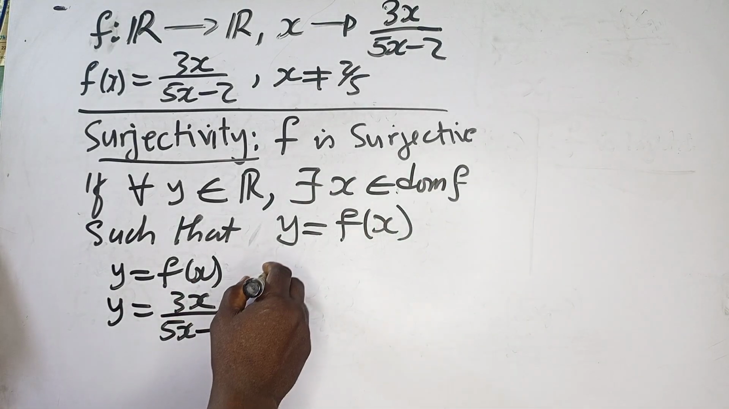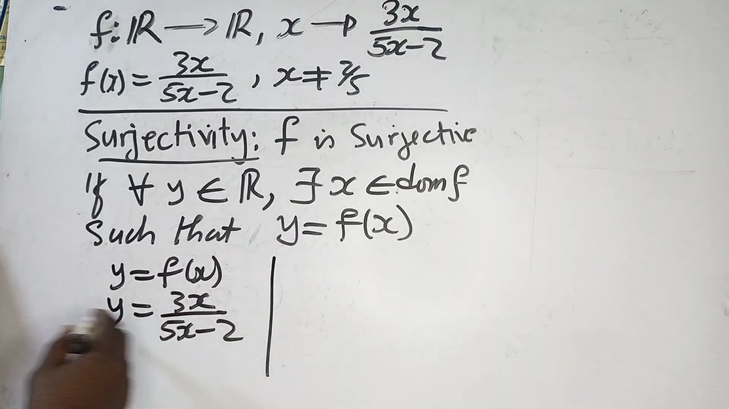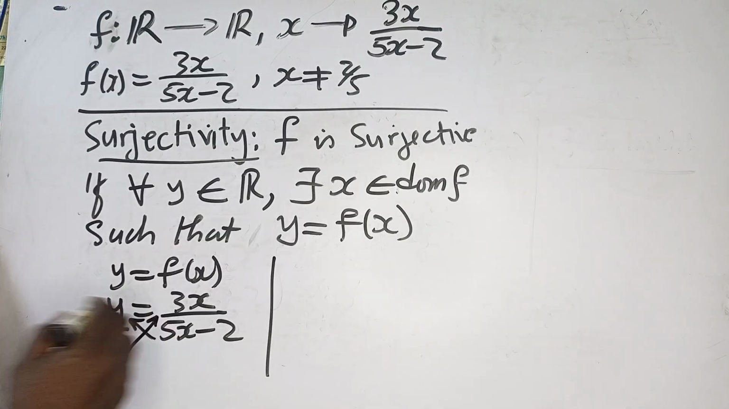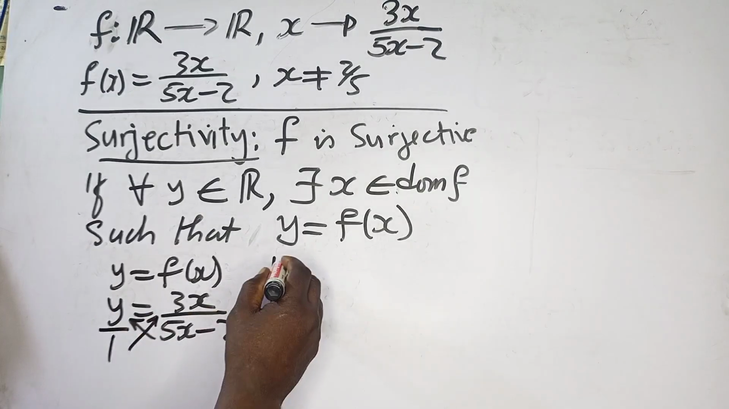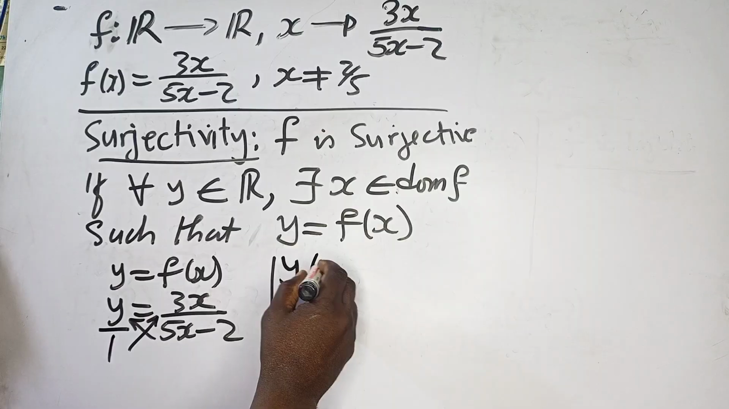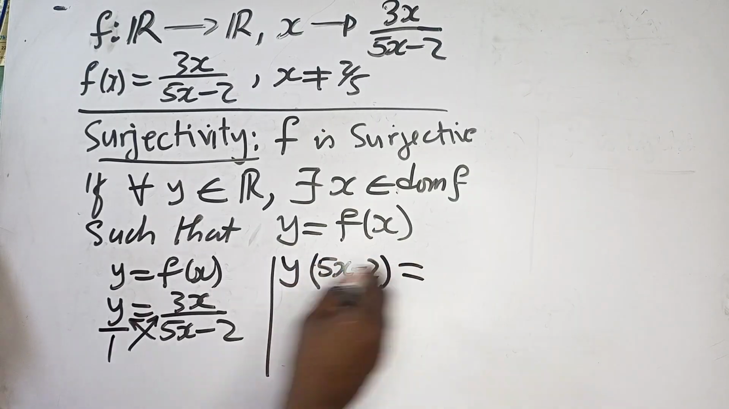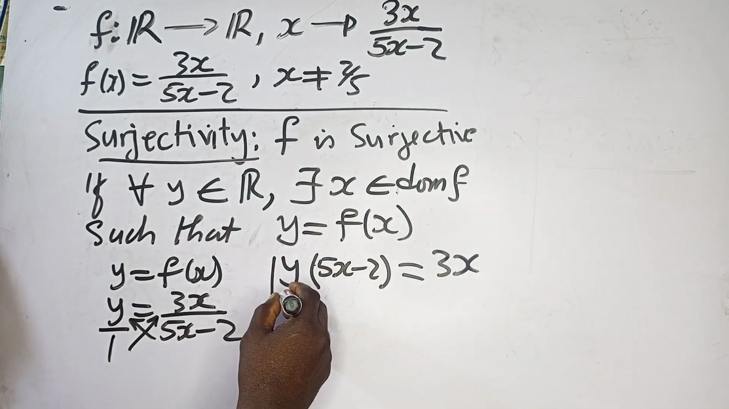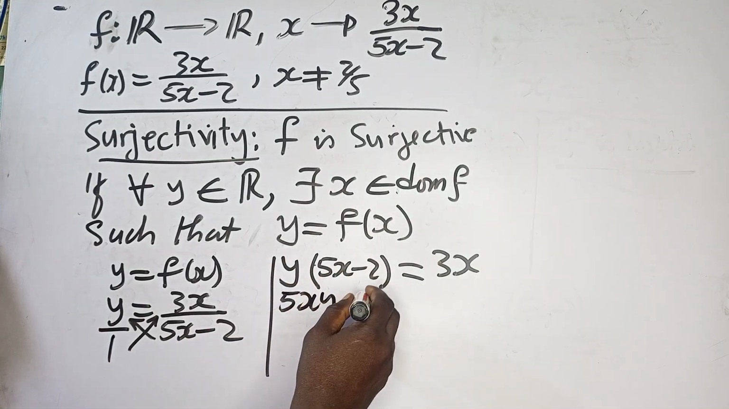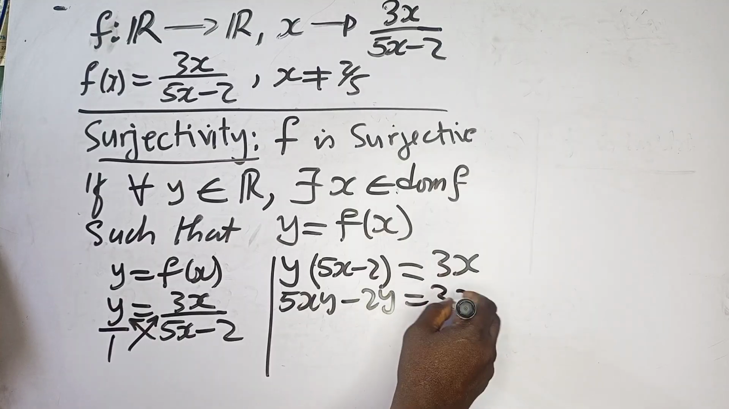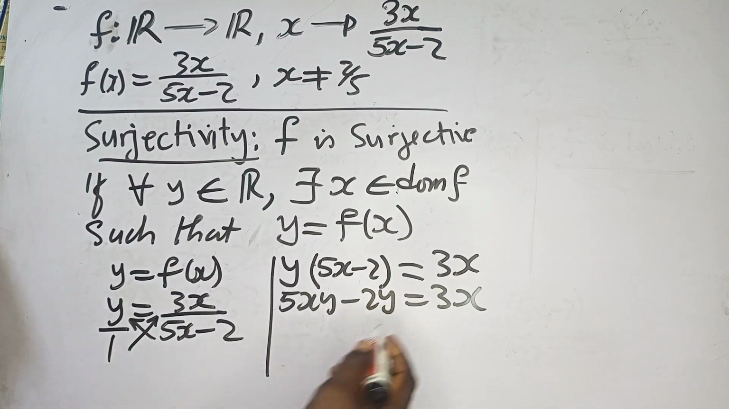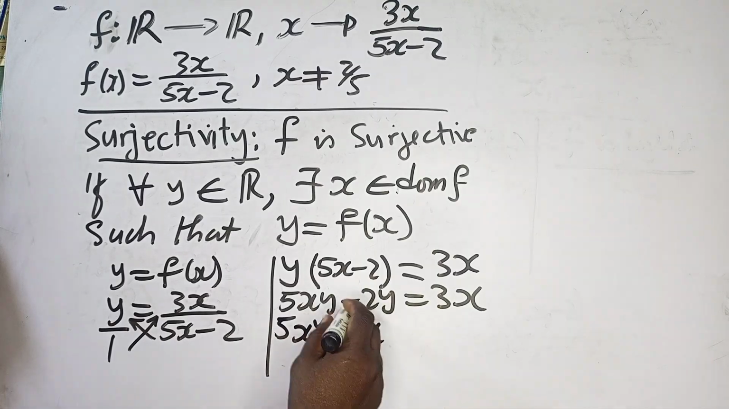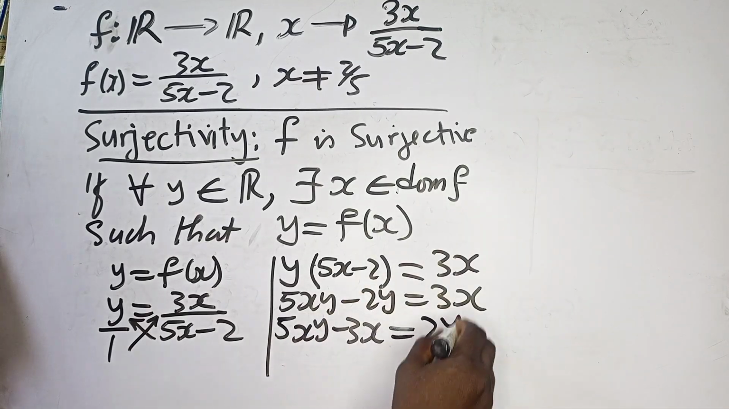So let's make x the subject here. If we cross multiply, we can make this one a fraction so that we carry out cross multiplication. Y multiplied to 5x minus 2, 1 multiplied to that 3x. We want to make x the subject. Open out this parenthesis to have 5xy minus 2y is equal to 3x. Bring all the x's to one side. We'll have 5xy minus 3x. We take this negative 2y that way, it becomes positive 2y.